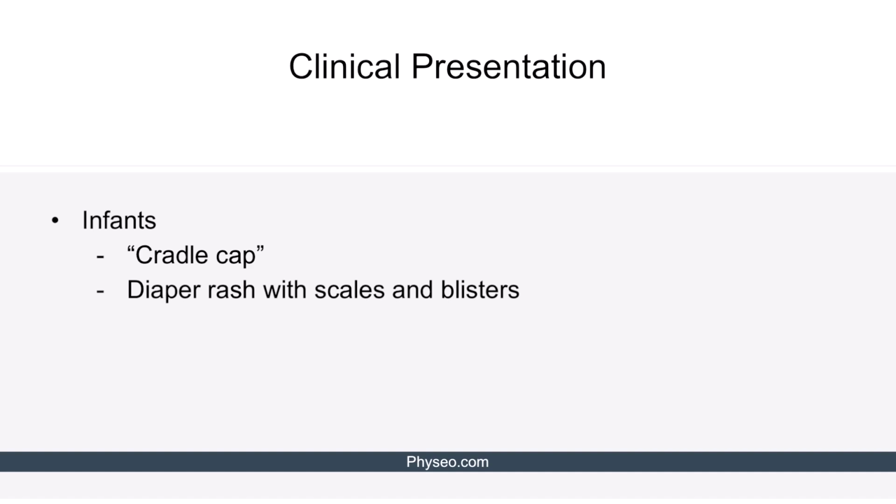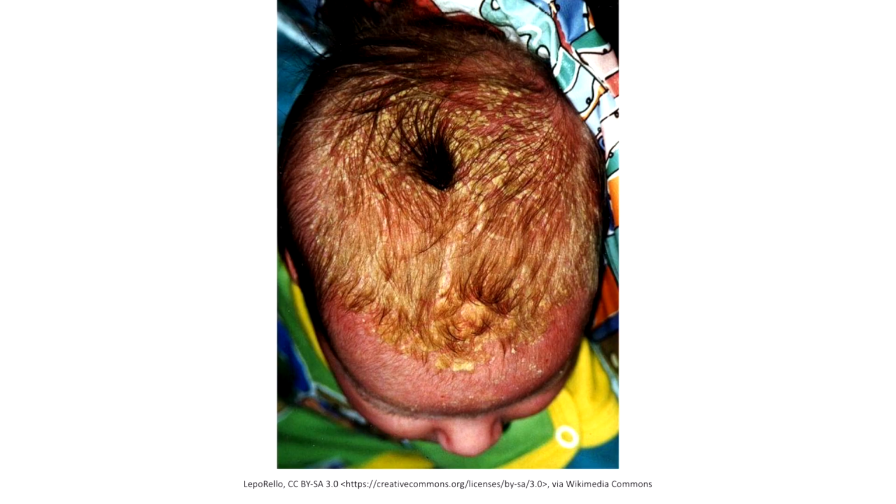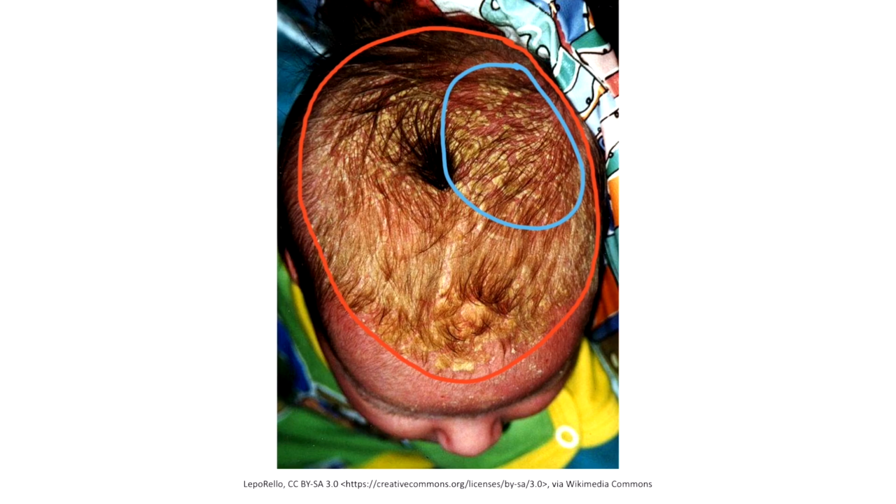The clinical presentation varies slightly based on the age group affected. We'll start by discussing infants before touching on middle-aged adults. Infants can either get a cradle cap appearance on the head, which we'll highlight on the next slide, or a diaper rash accompanied by scales and blisters. Here we can see an infant with the so-called cradle cap covering the entire scalp. Notice that some areas appear flakier and more easily removable than others.